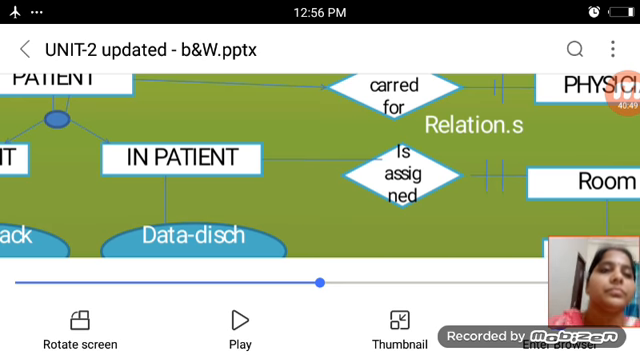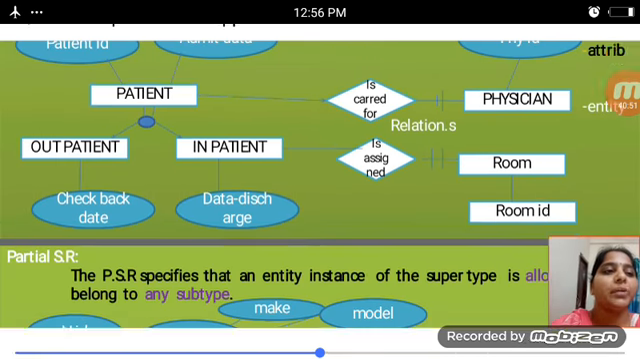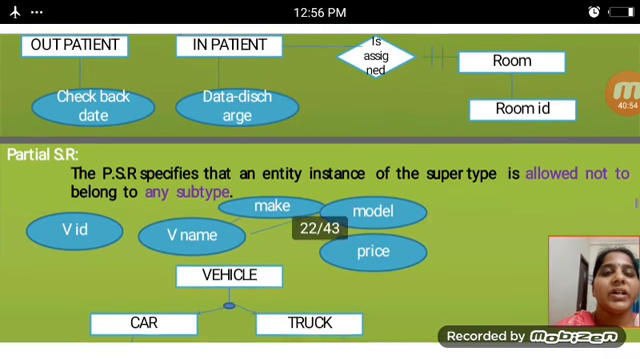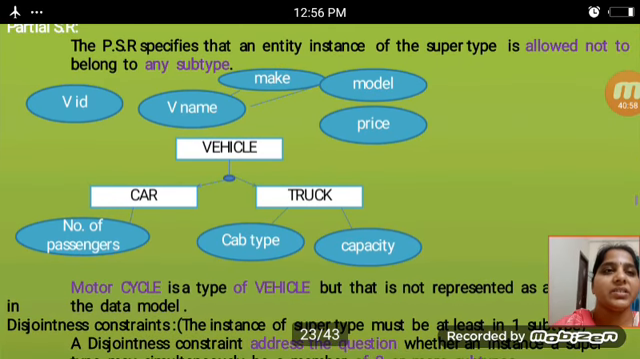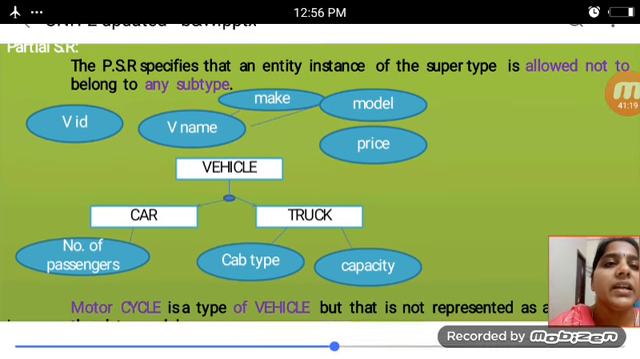After that, I am going to talk about total constraints and partial specialization constraints. Partial means the partial specialization constraint, where an entity instance of the supertype is allowed not to belong to any subtype. That is the definition, and here is an example.